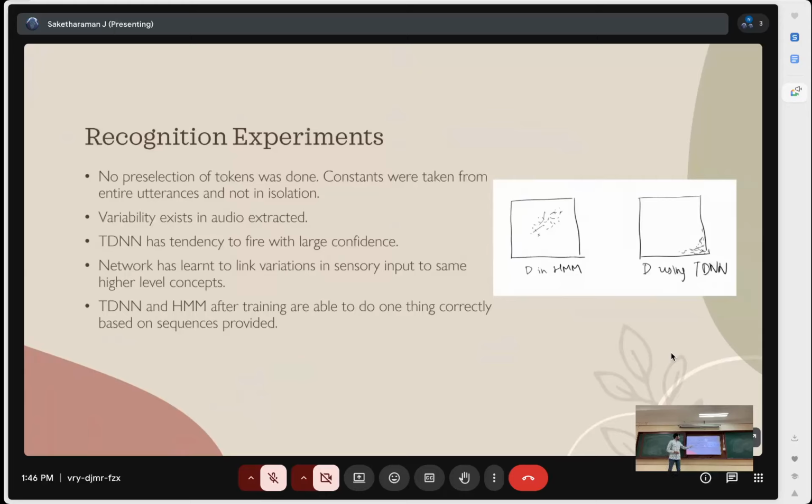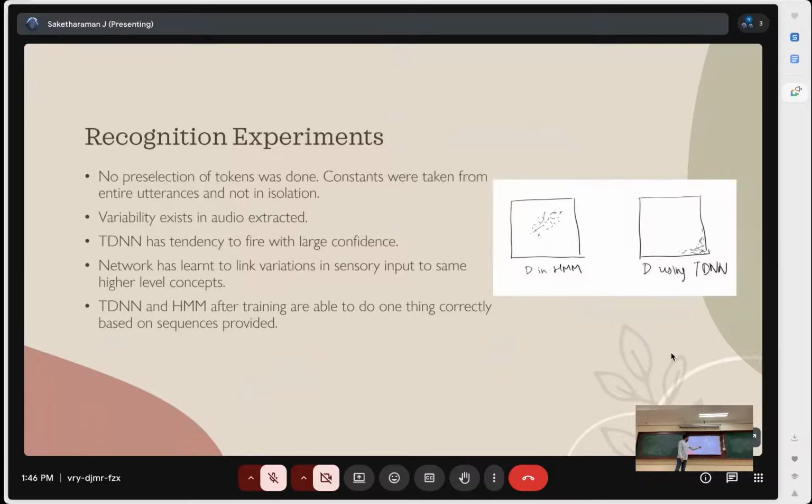Time delay neural networks have a tendency to fire with large confidence. Basically, in time delay neural networks, even if it's not 100% sure that the output is that character, it will still fire and give the point in the graph. We do not want this, and most models usually fire only if they are 100% sure. So we reward the time delay neural network if it fires with 100% accuracy. Otherwise, we do not reward it at all.